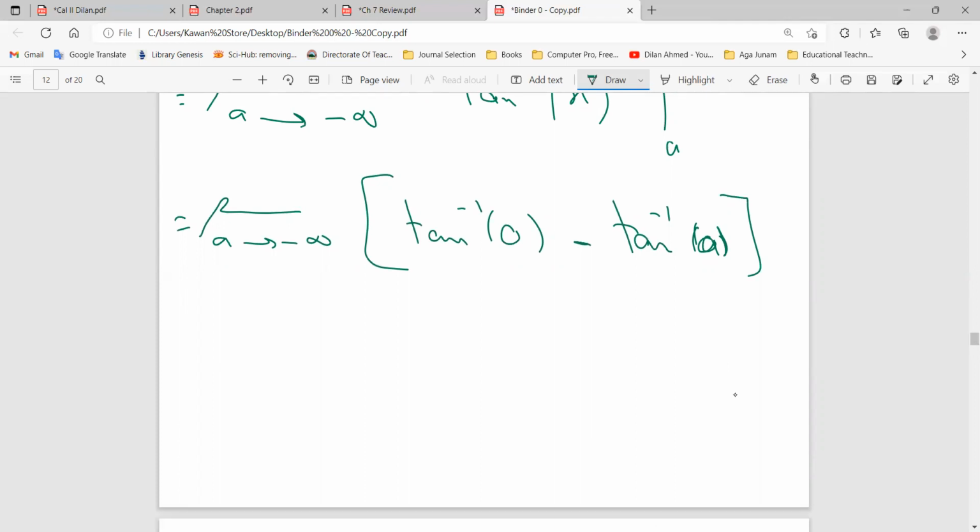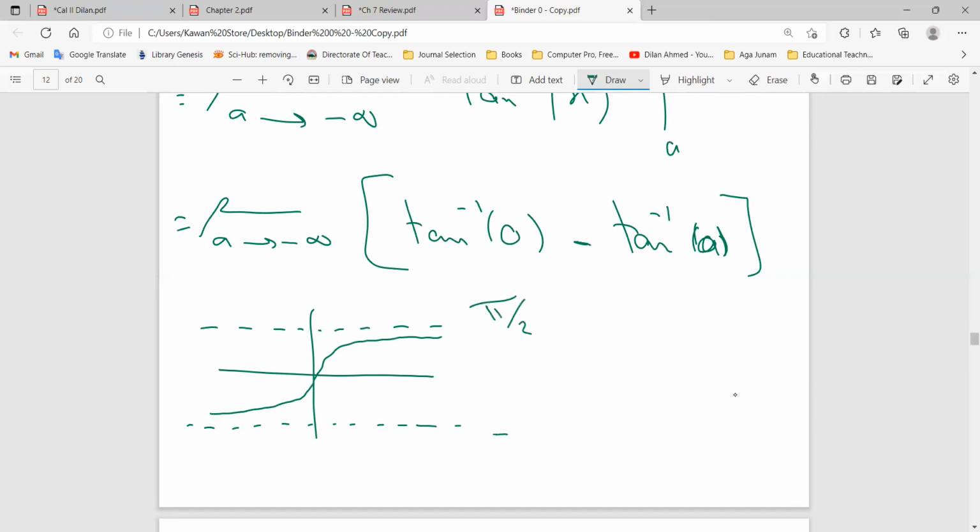Yeah, you can see that one. Or from the image of tan inverse. Do you remember that graph? Pi over 2, minus pi over 2. We have tan like that. When you reverse, we get the inverse. This one is the graph of y equal to tan inverse of x.